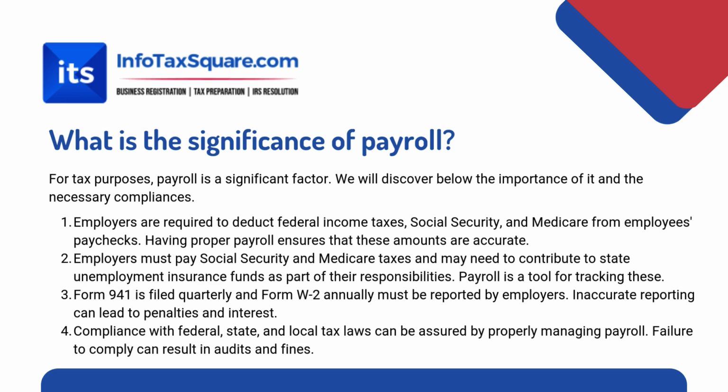Number 3, Form 941 is filed quarterly, whereas the W-2 is filed annually. Number 4, compliance with federal, state, and local tax laws can be assured by properly managing payroll. Failure to comply can result in audit and fines. So basically, when we plan to run payroll, we are required to register with the state as well, in addition to the federal.